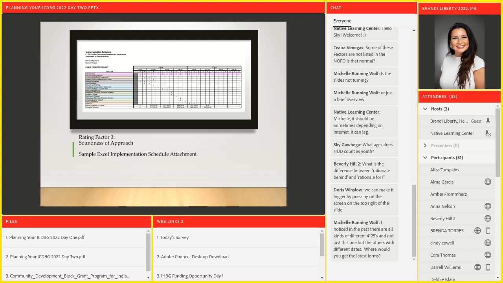Any questions on project implementation or how to determine any of that and how to lay that out? No questions so far? All right.